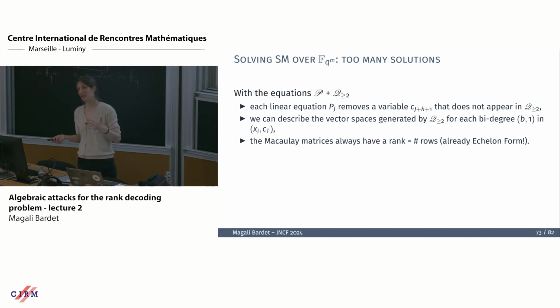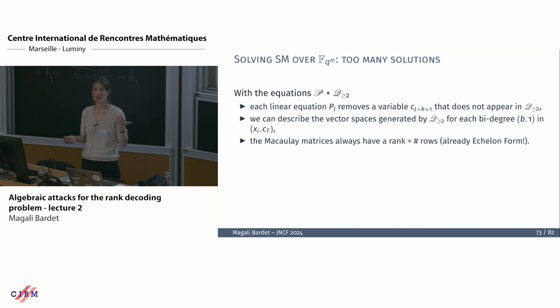And of course, if we can prove all of that, it means that we have a large number of solutions, so we have too many solutions in the system, and we can never reach a point where we have more rows than columns in the Macaulay matrix. So we need something else.